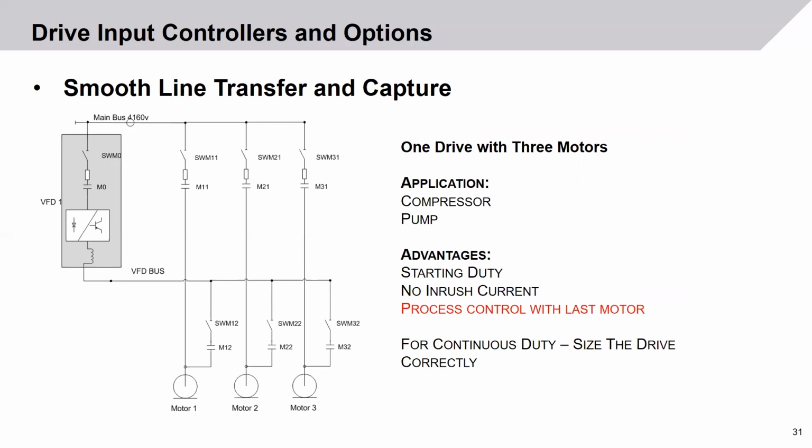When the flow requirement becomes greater, motor 1 will be transferred to the line by using contactor M11. Motor number 2 will then be picked up by closing contactor M22 and will be run on variable frequency until the process requires it to be put across the line using contactor M21, and then we'll pick up motor 3 through contactor M32, and it'll run on variable frequency to trim the operation.